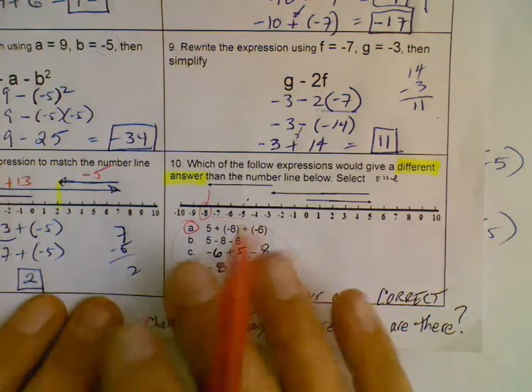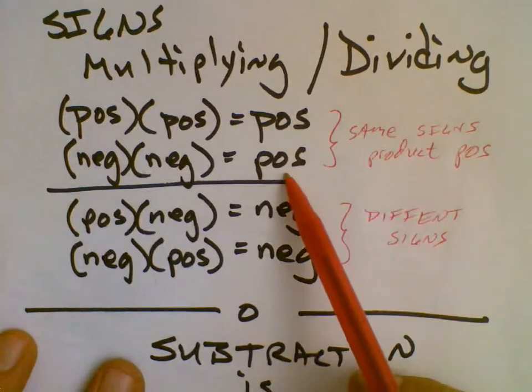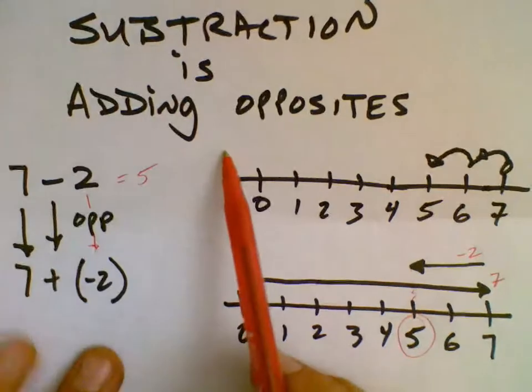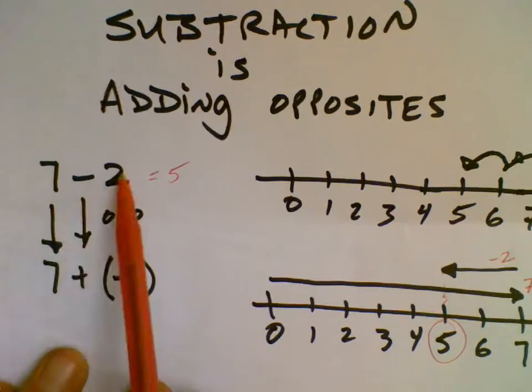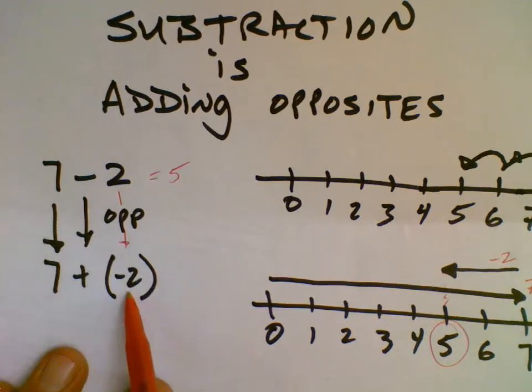Hope this helps. Remember, when multiplying or dividing, if the signs are the same, the answer is going to be positive. If you have different signs, the answer is going to be negative. Subtraction is adding opposites. So 7 minus 2 can become 7 plus the opposite of 2, which is negative 2.